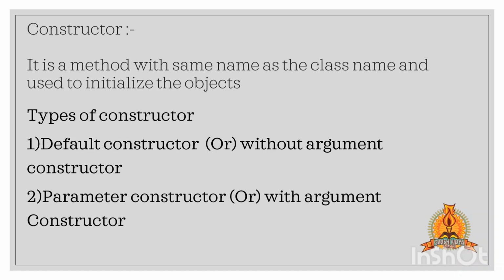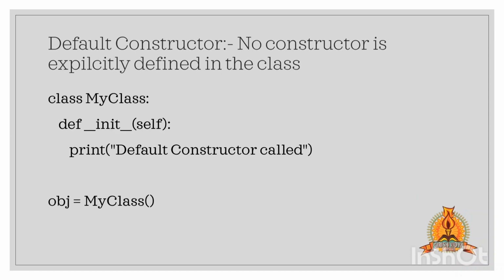Mainly, there are two types of constructor. One is a default constructor, another one is a parameter constructor. Default constructors are also called without-argument constructors, and parameter constructors are also called with-argument constructors. Default constructor means no constructor is explicitly defined in the class. It does not have any parameters, and explicitly we are not storing any other classes inside the object. So that is nothing but a default constructor. If no parameters are there, what will the output print? The default constructor will be called, and lastly, it will call the function by the function name.